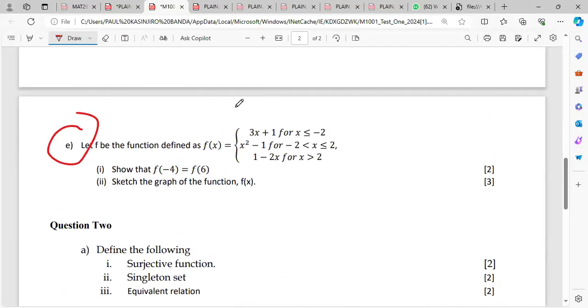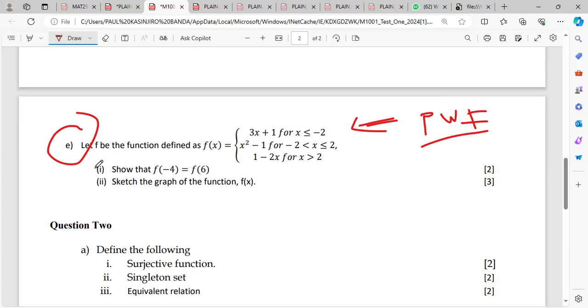No, we have E there. Okay, so let's solve E, and in E, they're saying let f be a function defined as f of x equals x plus 1 for x less than or equal to -2, and then x squared minus 1 for x greater than -2 but less than or equal to 2, and then 1 minus 2x for x greater than 2. Okay, so what we have here, guys, is what we call a piecewise function, a PWF. This is what we have there.